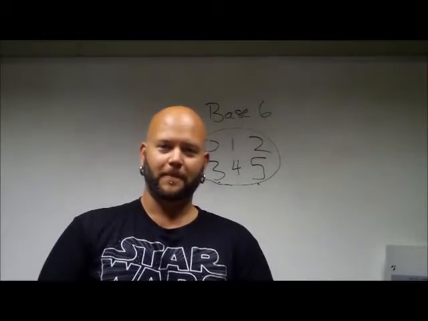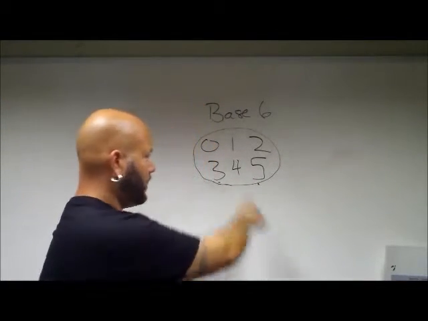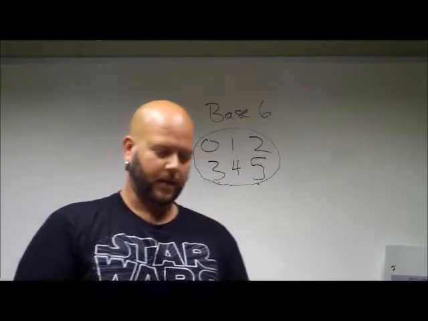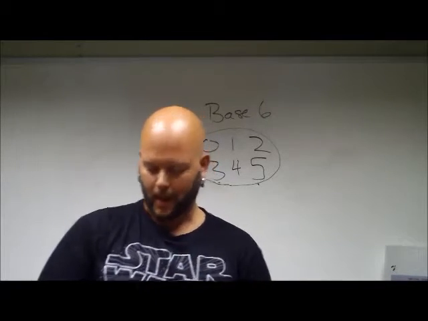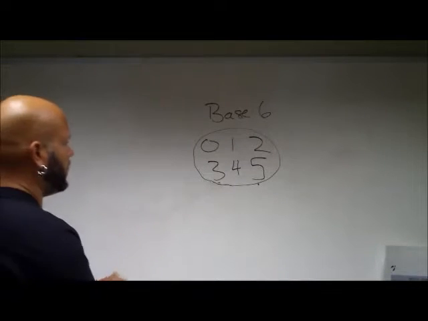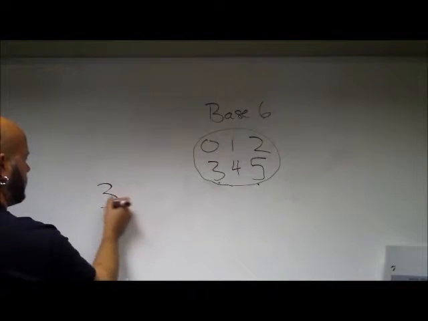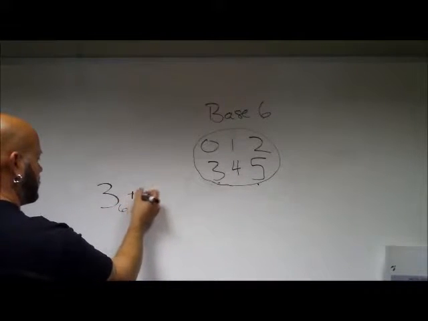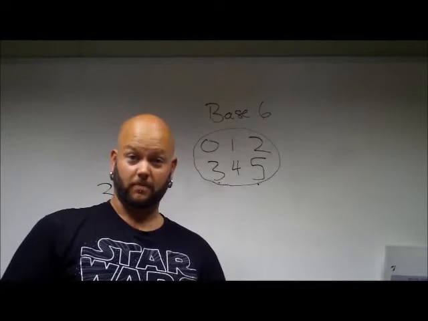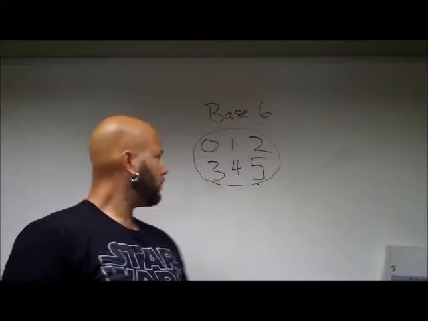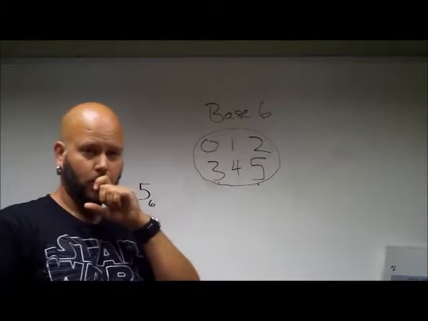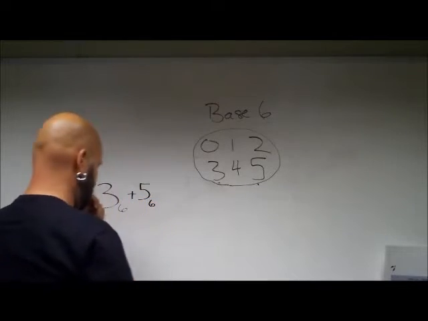Now here comes the fun part. Let's add in base 6 using only these numbers. Might give you a heart attack, but I'm going to show you it's not that bad. So I'm going to say, let's take 3 base 6 plus 5 base 6. Our brain tells us, oh, 3 plus 5, that's 8. Well, we don't have the number 8 here. So, how do we express this?